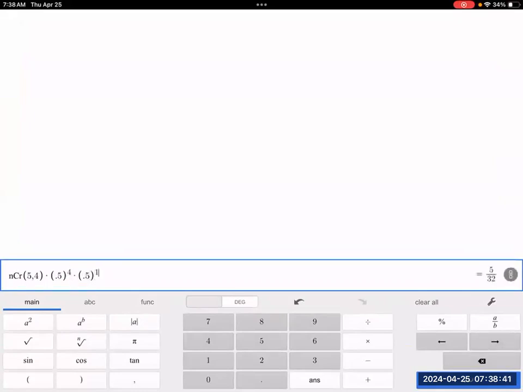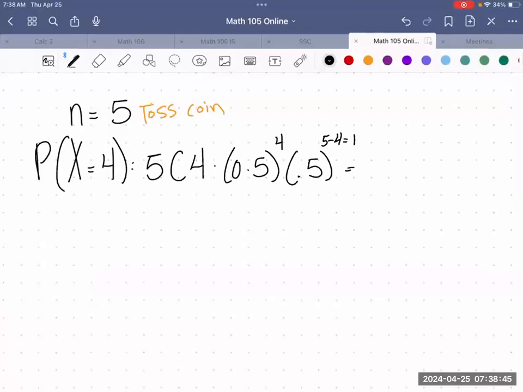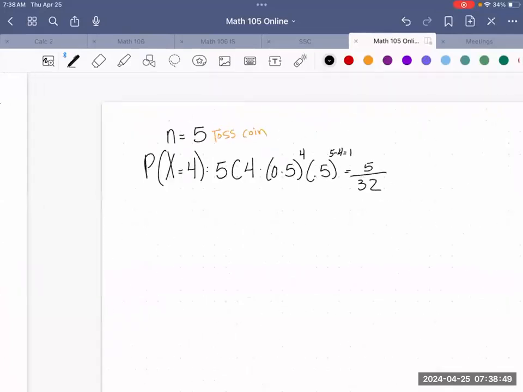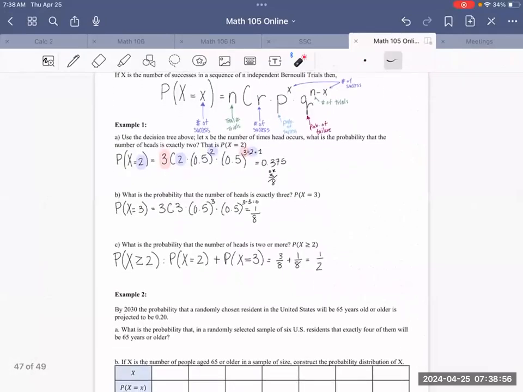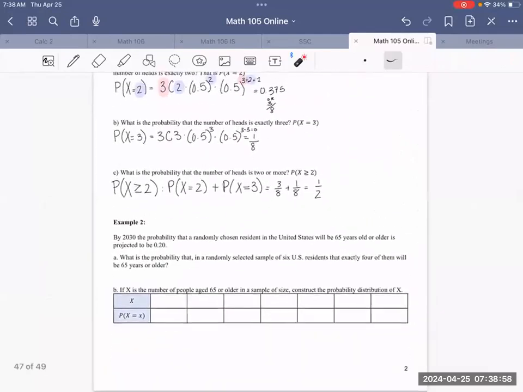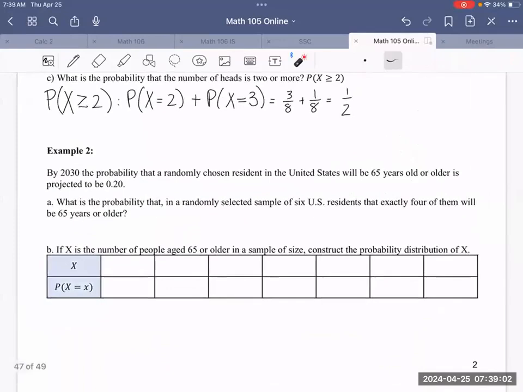and 1. So 5 out of 32. And there you have it. Okay. So slightly bigger. You're going to be seeing these a lot on your homework, and hopefully they're going to be quick and easy. All right, one more for example 2, and then that is a wrap on 8.2.